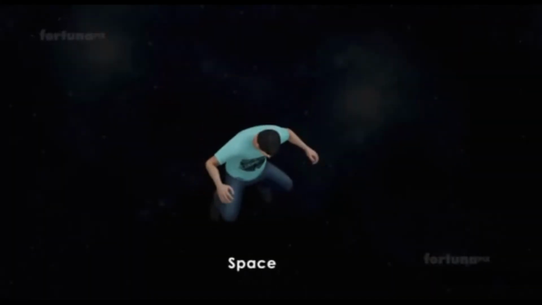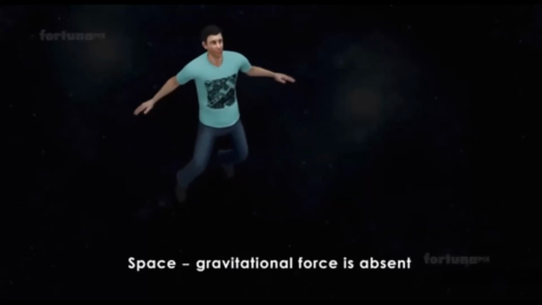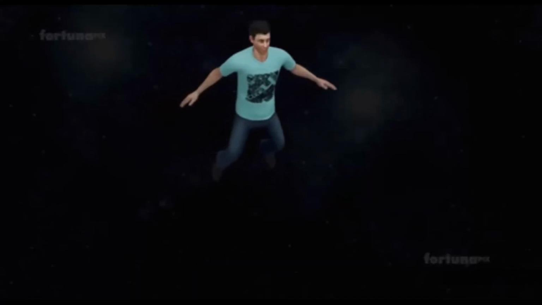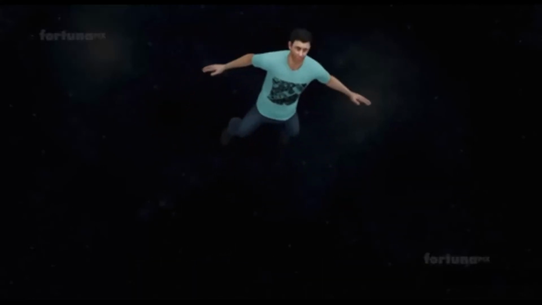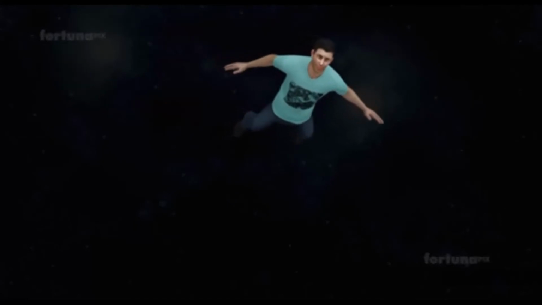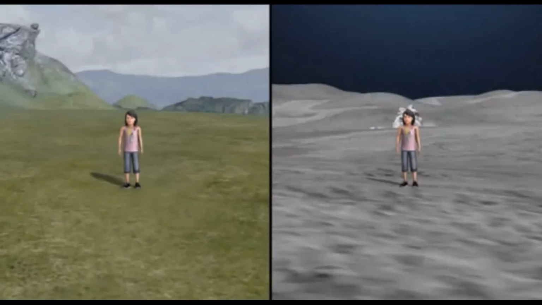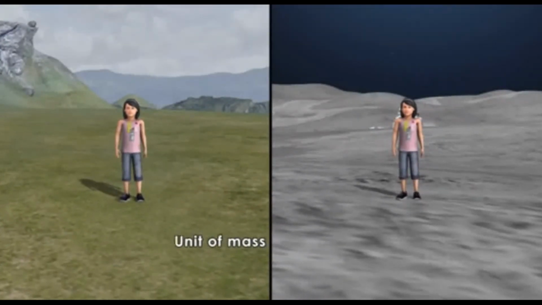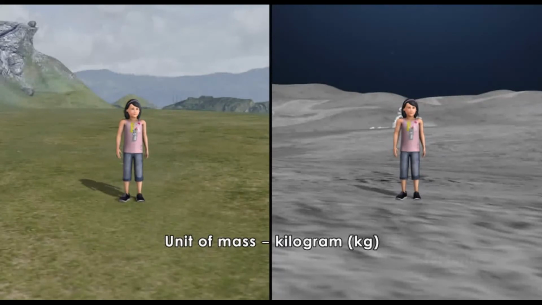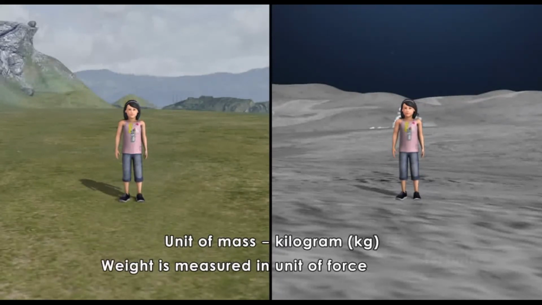If you are in space where the gravitational force is absent, your mass will still remain the same, but your weight will become zero, and you will float around like a balloon. The unit of mass is the kilogram, kg, although we usually use kg for weights. Weight is measured in unit of force, newton.